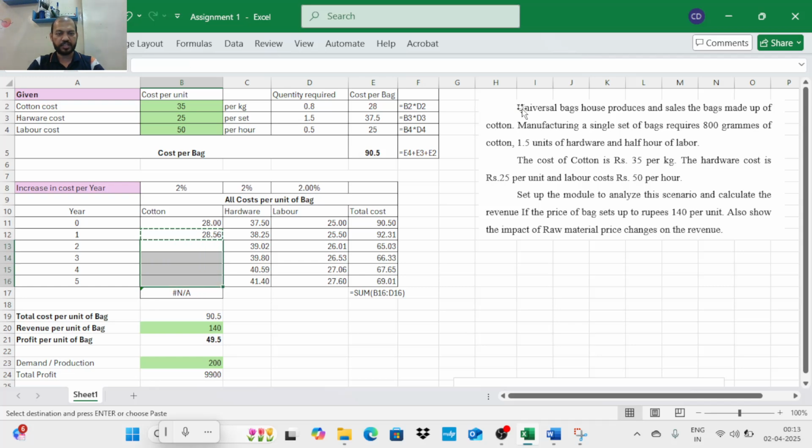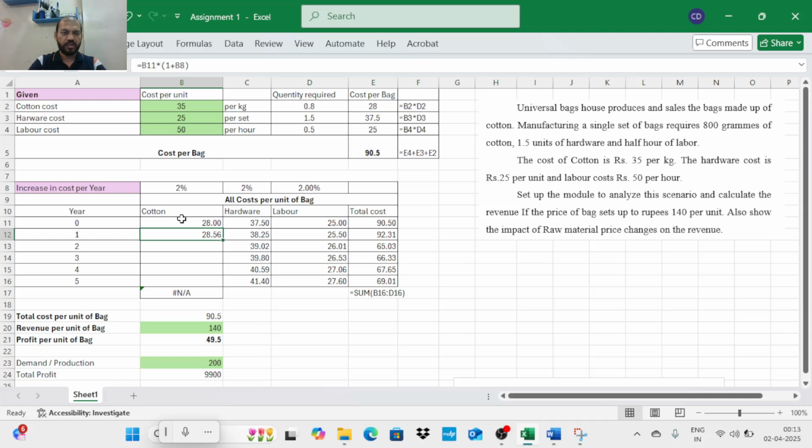But now if we take this formula to the next cells, if we fill it down, it might give us an error, right? Why this error? Because when we drag this formula, the reference for the cell B8 gets changed, right?